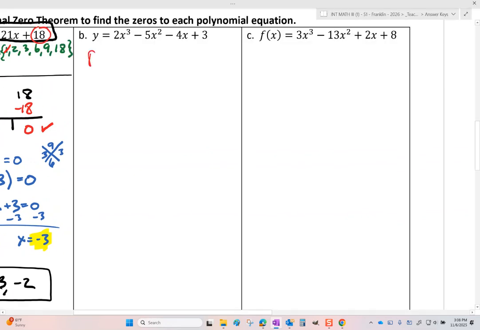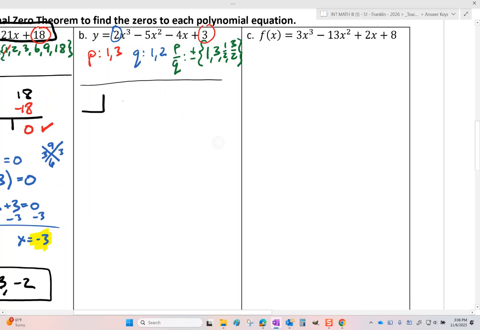Our p-values here are the factors of 3, 1 and 3, and our q-values are the factors of 2, 1 and 2. So our p over q fractions are positive and negative 1 over 1, 3 over 1, 1 over 2, and 3 over 2. Just squeeze that in there. And now we can use synthetic division with this polynomial. So 2, -5, -4, and 3.